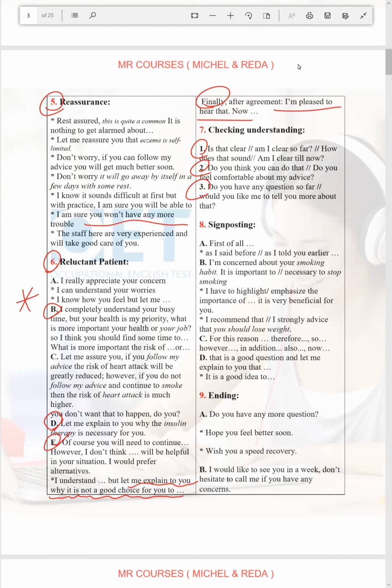Okay, no problem, Nidhi. Okay, thank you. Do you have any questions so far? No, thank you. It is for the patient, Nidhi. Yeah, that's really thank you. Signposting.